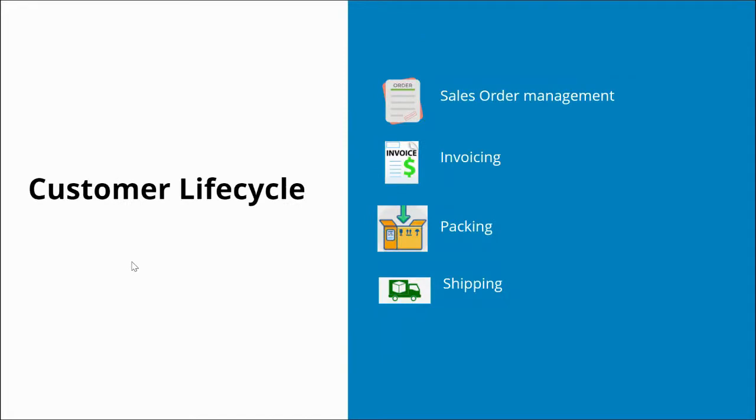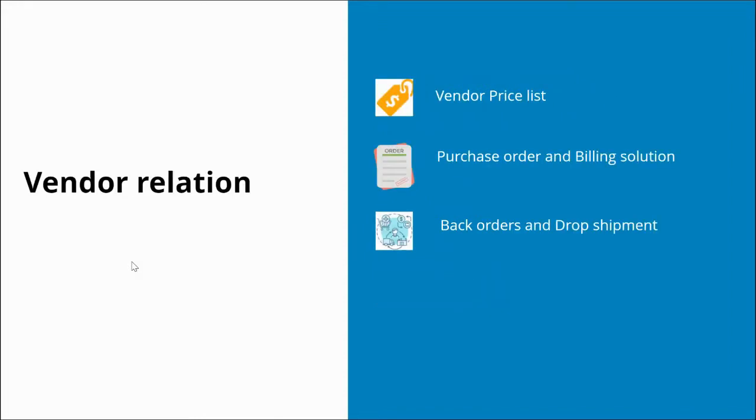So when it comes to the customer life cycle, you can create sales orders and convert them into invoices. You can generate packing slips. You can monitor the live shipping statuses and also the shipping rates. And when it comes to vendor relations, you would be able to maintain the price list of the regular vendor, and these price lists will get updated automatically in your transactions like purchase order, invoicing, or the billing solution. And if your inventory is going out of stock, then you can raise back orders and drop shipment.